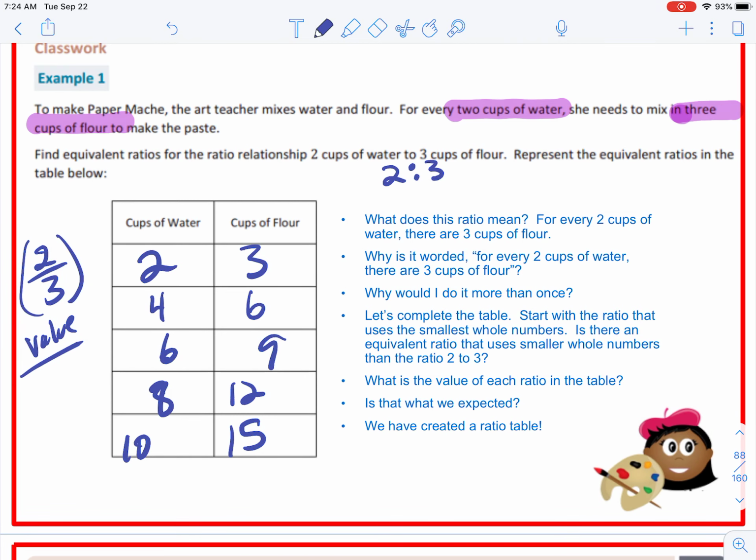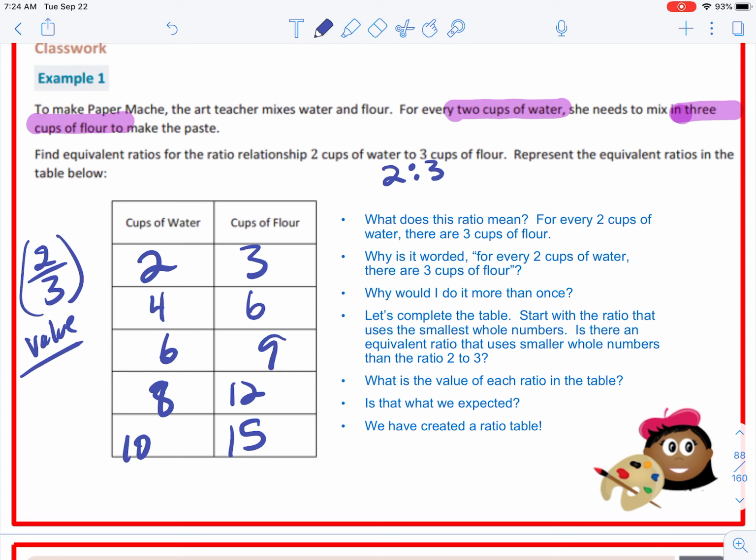So let's look at the questions on the side. It says, what does the ratio mean for every 2 cups of water there are 3 cups of flour? Well, what that means is that they're going to come together. Every time I put in 2 cups of water, they're going to put in 3 cups of flour. That's what that ratio means.